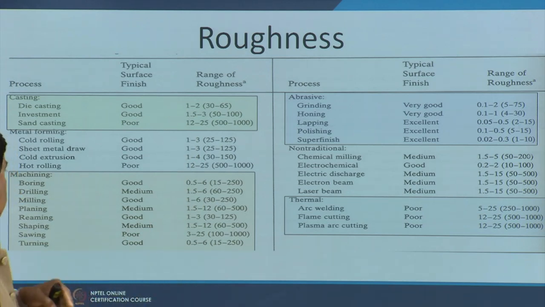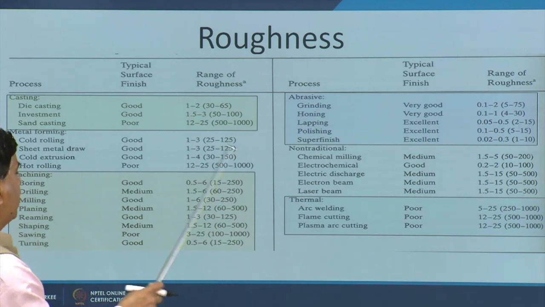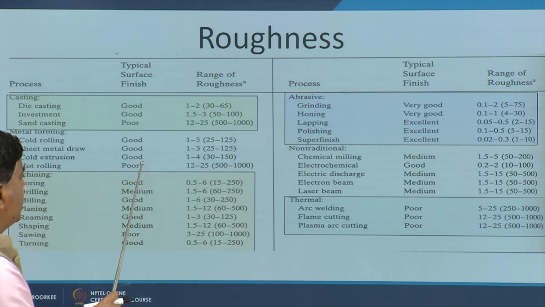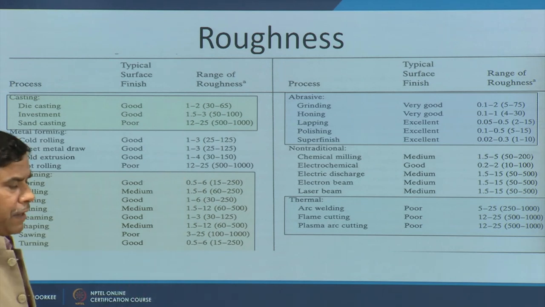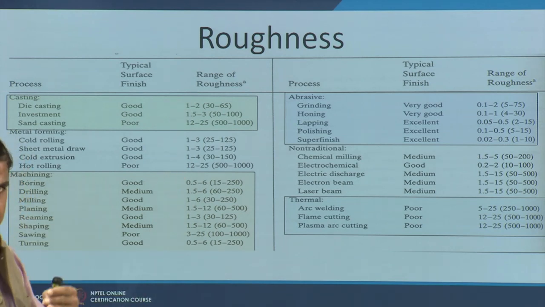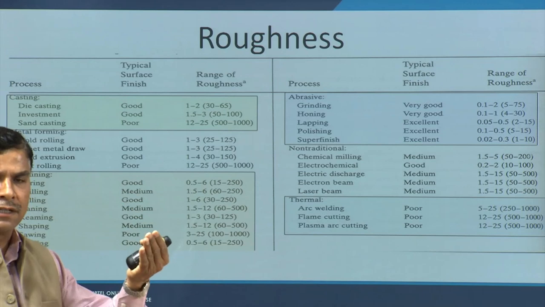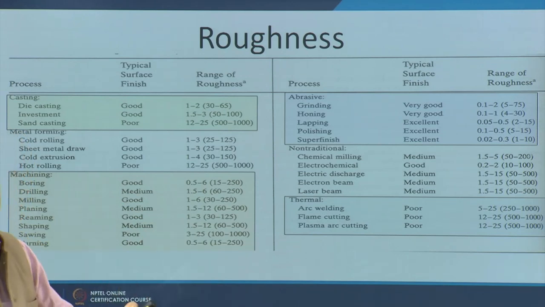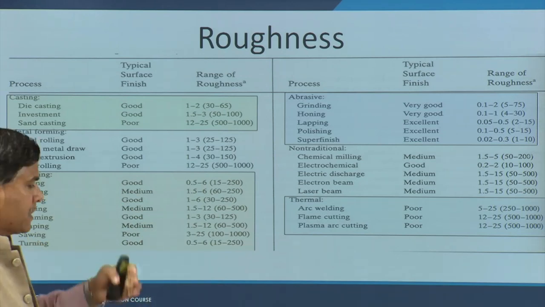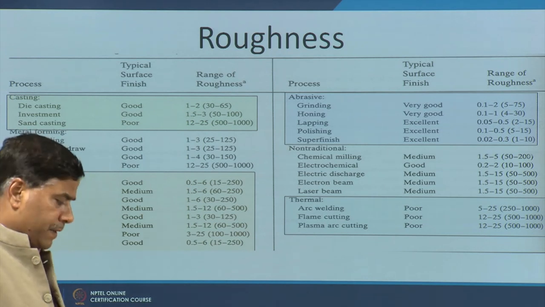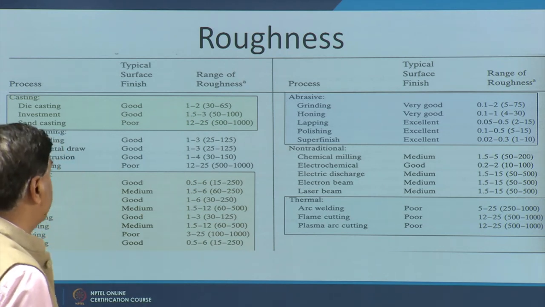In comparison to cold rolling, hot rolling offers a poor, rough surface finish, and roughness is in the order of 12 to 25. The reason for this is that when the material is processed at elevated temperature, it gets oxidized. So, that oxidation adversely affects the surface roughness of the material.